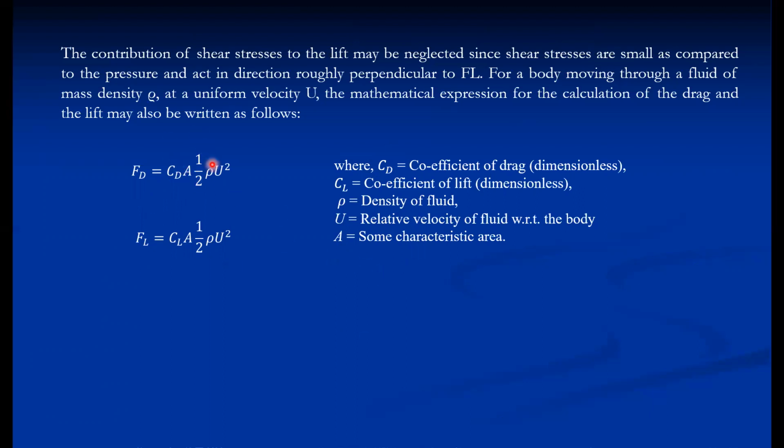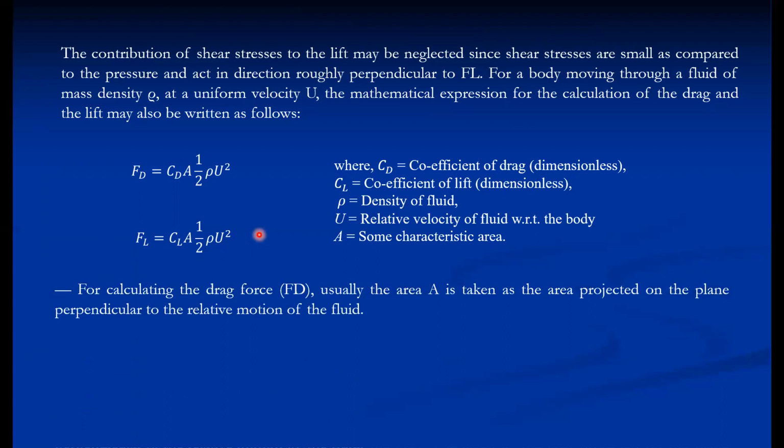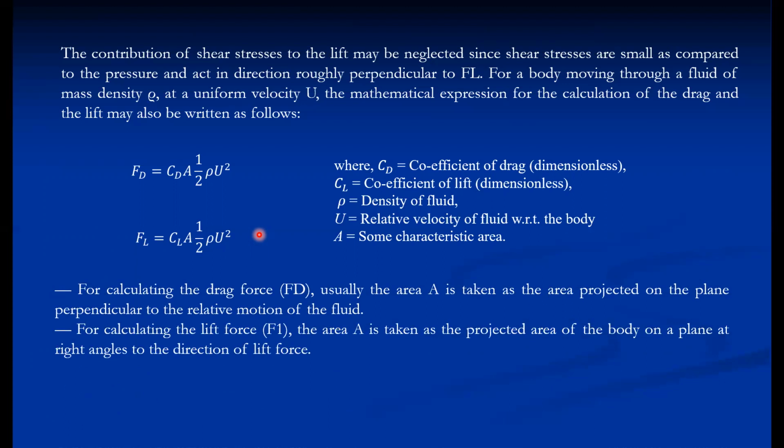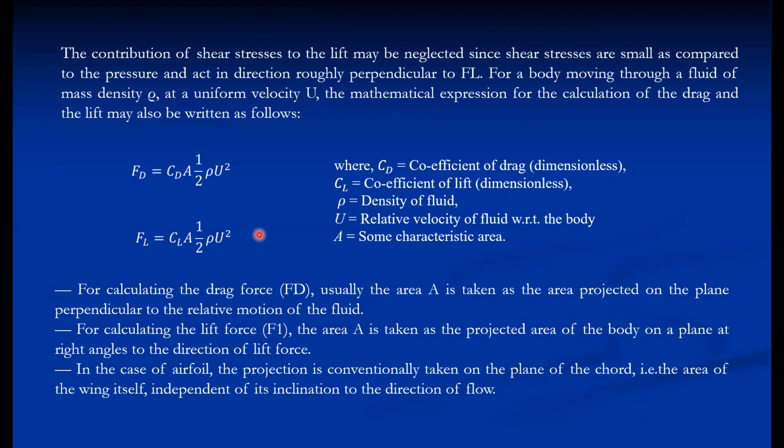A is the characteristic area, actually the projected area of the object on the normal plane. For calculating the drag FD, the area A is usually taken as the area projected on the plane perpendicular to the relative motion of the fluid. For calculating the lift force FL, the area A is taken as the projected area of the body on a plane at right angle to the direction of lift force. In the case of an aerofoil, the projection is conventionally taken on the plane of the chord, that is, the area of the wing itself, independent of its inclination to the direction of flow. So the chord times the length of the wing is considered as the area for an aerofoil section.